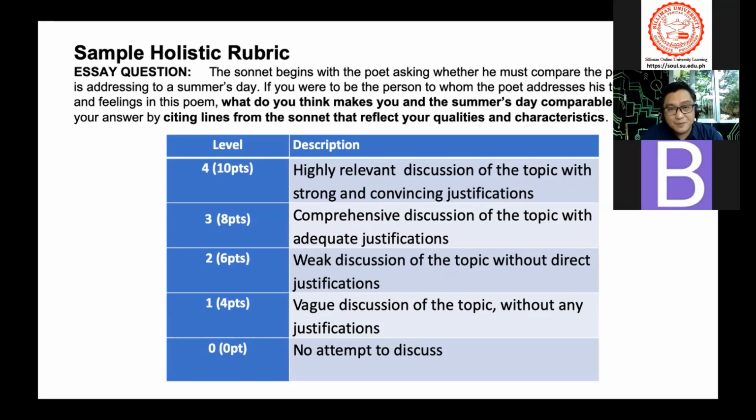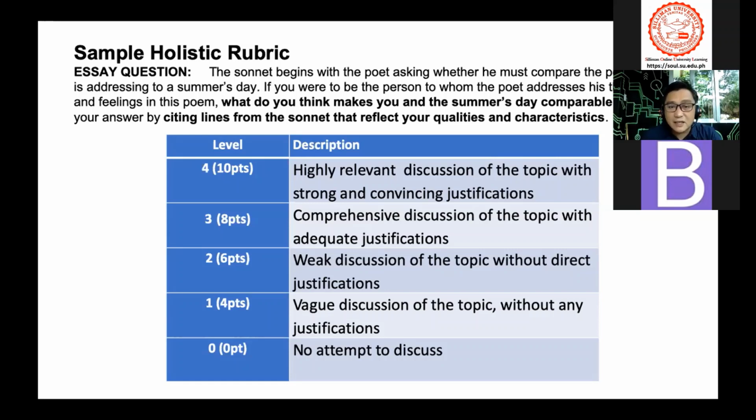So here is a sample holistic rubric that I use in my classes. I'd like to begin with level 3, 8 points, because level 3 is satisfactory, all expectations are met. When do I give satisfactory? 8 out of 10. Satisfactory does not necessarily mean perfect. Comprehensive discussion of the topic with adequate justifications. But if students go beyond expectations, like in the case of answers that are highly relevant discussion of the topic with strong and convincing justifications, then that's when I can give a perfect 10. But I'll give 6, level 2, for a weak discussion of the topic without direct justifications. Level 1, 4 points out of 10, for a vague discussion of the topic without any justifications at all.